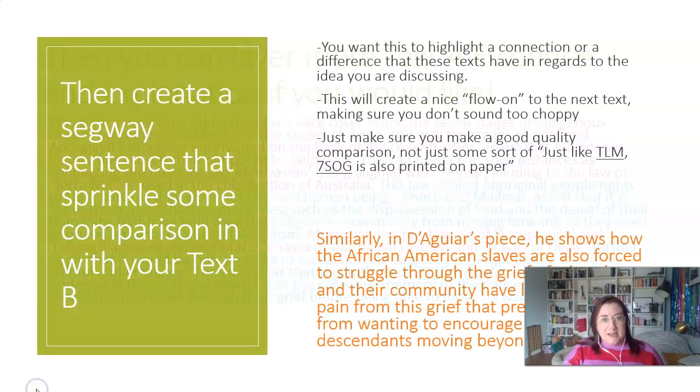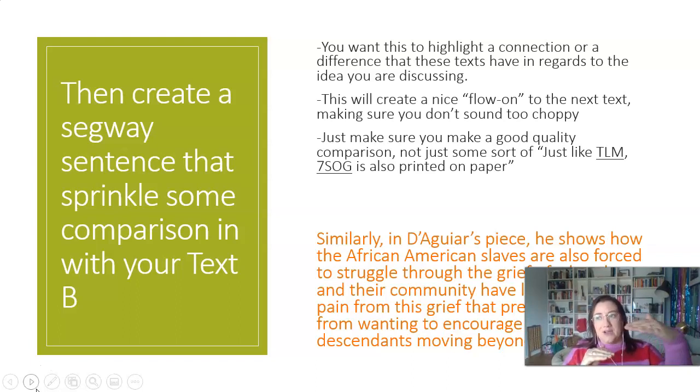And then we're going to talk about how you transition from one text to the next within the same paragraph. So what you want to do is create almost like a segue sentence to create a nice little flow on, because what you don't want is it to feel like there are chunks, right? Even though we do use structure, you almost want it to bleed together a little bit and not seem too obvious. So how do you do that?